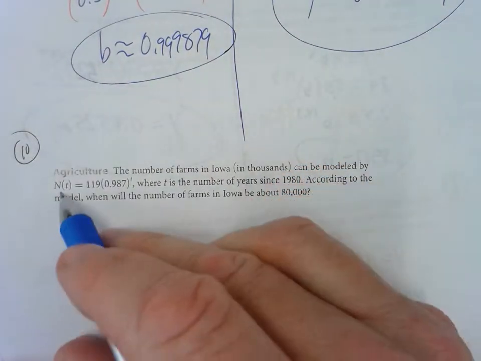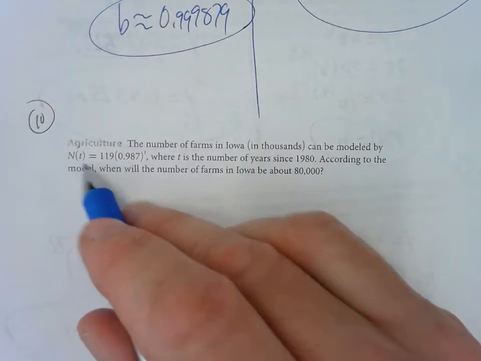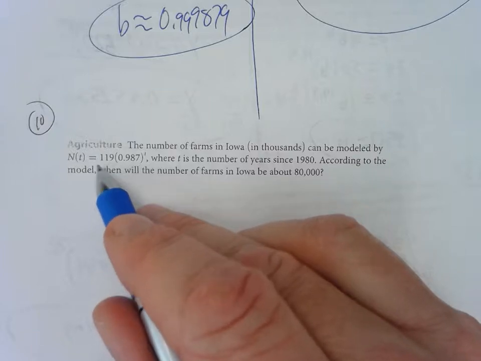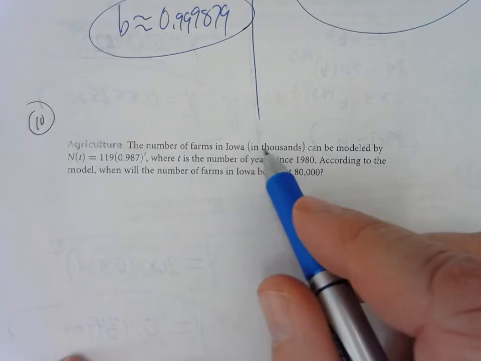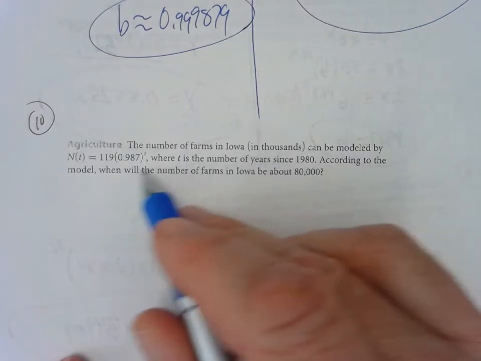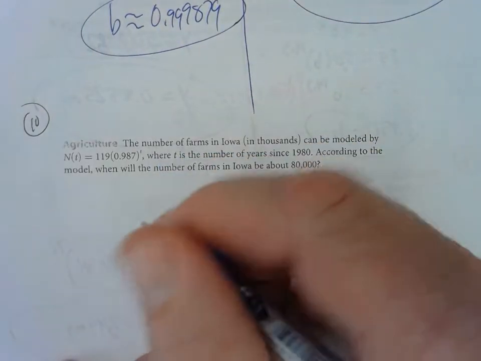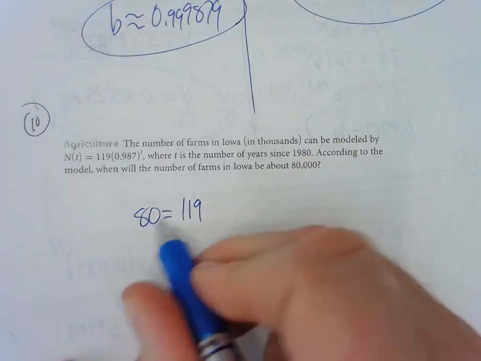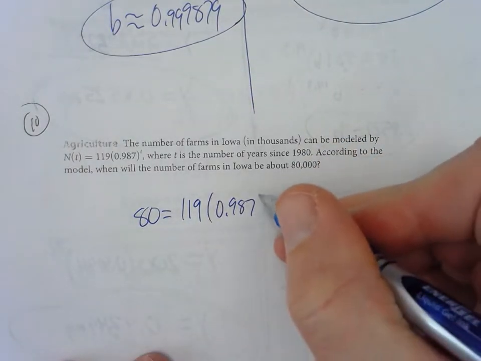All right. The next one, number 10, is about farmers. We have N(t), so that would be like the number of farms is a function of time. t is time. And there's your starting amount. Now, that doesn't mean there's 119 farms in Iowa. It means there's 119,000 farms. And we want to figure out how long it takes to become 80,000 farms because they're decaying. So it's 119,000 farms, and we want to know when it hits 80,000 farms. The decay rate is 0.987 to the t power.